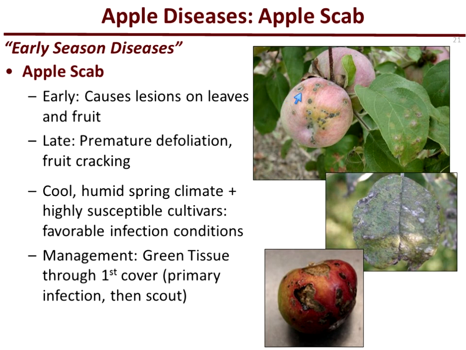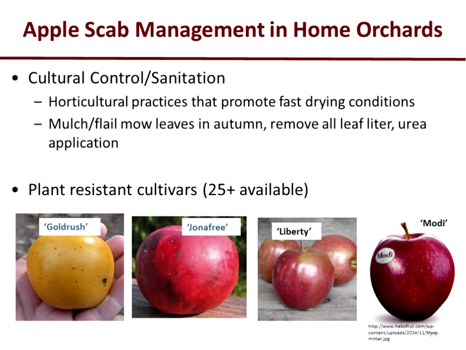If some of these early fruit lesions start to expand, they can lead to cracking on the fruit and larger lesions, as you see here, and this can allow other pathogens to enter. So we really need to focus on managing apple scab, basically from green tissue, when you start to see green tissue on the tree, through first cover. That's when these apples are most susceptible to primary infection, and then you want to continue to scout throughout the season. Okay. So how are we going to manage apple scab?